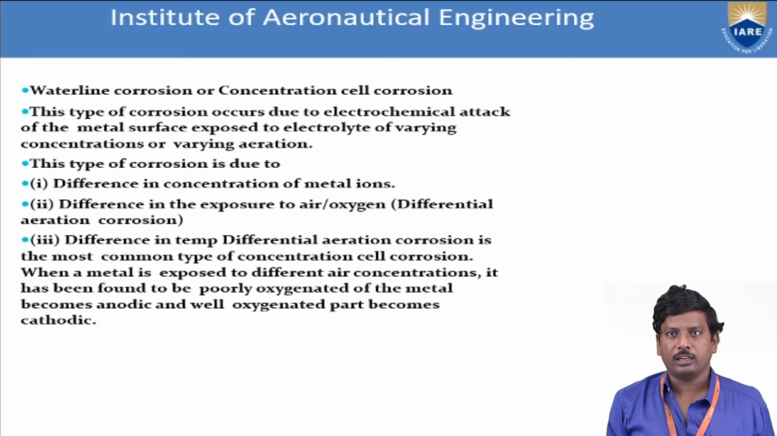Waterline corrosion, or concentration cell corrosion. This type of corrosion occurs due to the electrochemical attack of the metal surface exposed to an electrolyte of varying concentrations or varying aeration. The main theme of the corrosion is the difference in the concentration of the metal ions, the difference in the exposure to air or oxygen, called differential aeration corrosion. That means the corrosion differs by the absorption of environmental oxygen.